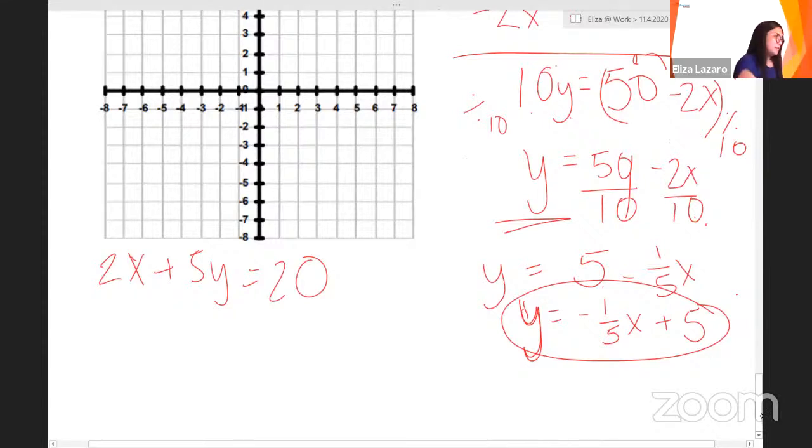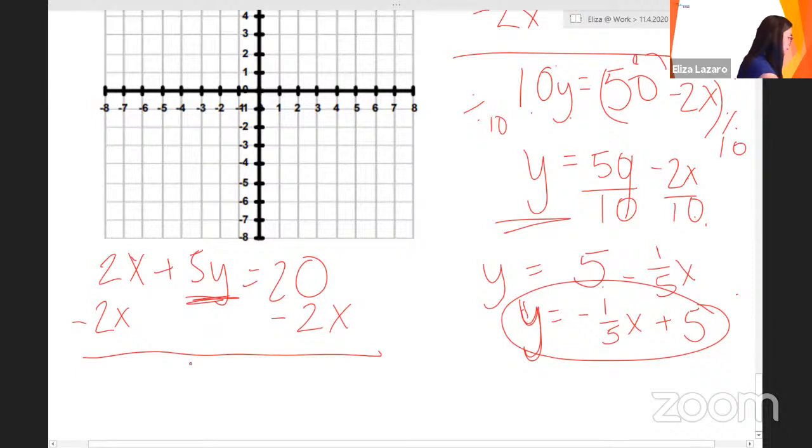Again, we're just going to solve for y. To solve for y, or get it by itself, we want to add or subtract anything or simplify first, but there's nothing that we could simplify here. So we're going to subtract that 2x first, and then subtract it from this side as well to get y by itself. Remember, we're trying to isolate y. And we're left with 5y equals 20 minus 2x.